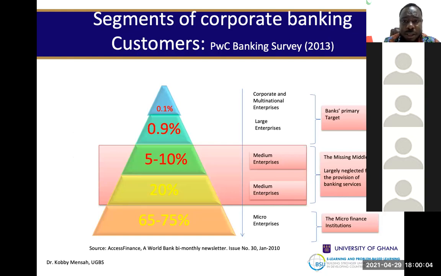So per the PwC banking survey report that they put across, they came up with the understanding that there was a missing middle because there was a lot more activity underneath, which is the advent of the micro enterprises at the time. Almost 65 to 75% of financial activities centered on micro enterprises. And the other half was at the top, which is the 0.9% and then 0.1% at the top, which meant that there were large enterprises that were having financial support or assistance.